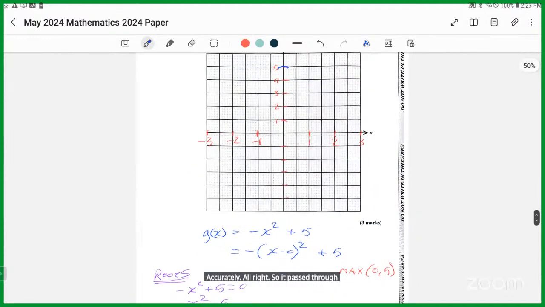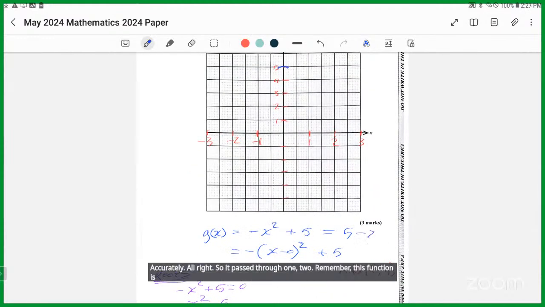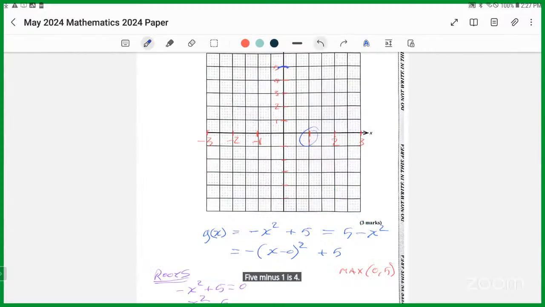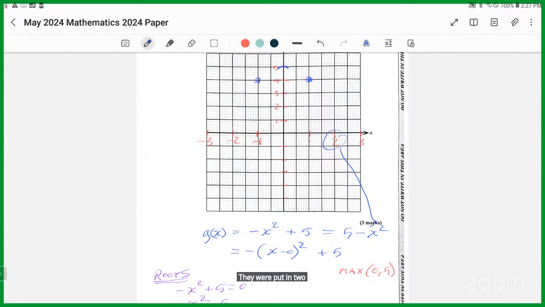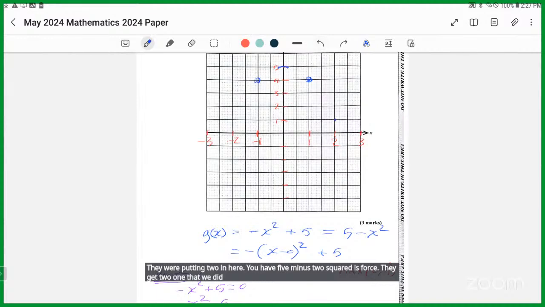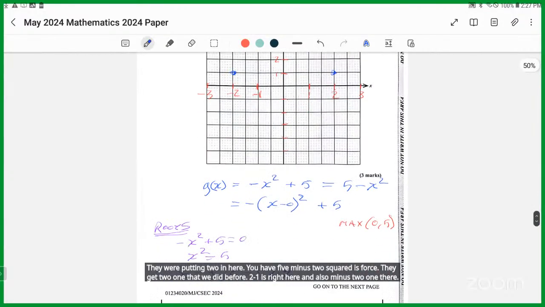Remember, this function is the same as 5 minus x squared. So if you take 1 and plug it in there, you get 5 minus 1, which is 4, right? So it passes through 1, 4 right here. Put in minus 1, you get the same thing, 1, 4 over here. Put in 2, you get 5 minus 2 squared, which is 1. So you get 2, 1 that we did before, right here, and also minus 2, 1 there. And then we have the 2 roots.